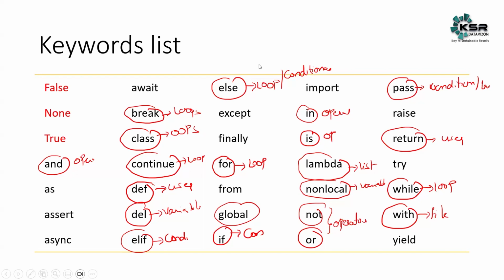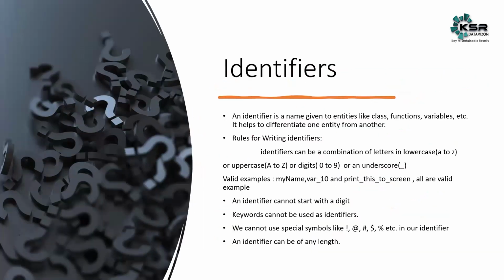Perfect. Now we said that function names and variable names cannot be used as keywords. Then what are those? How do you define them? The collection of names which are given to a function name, class, variables, all this is called an identifier. So what is an identifier?